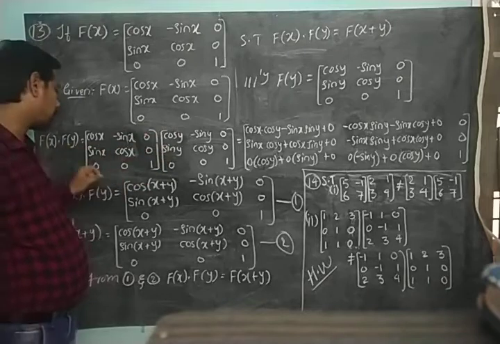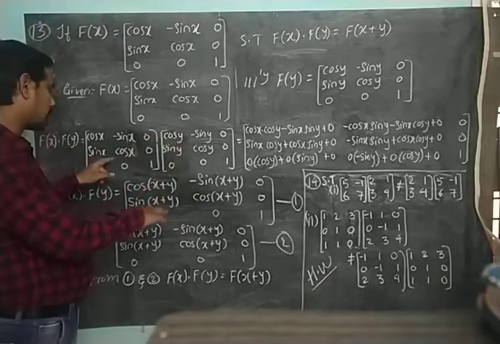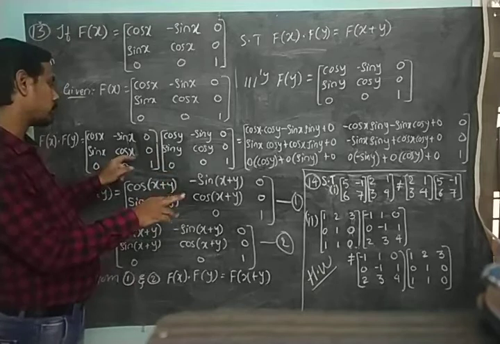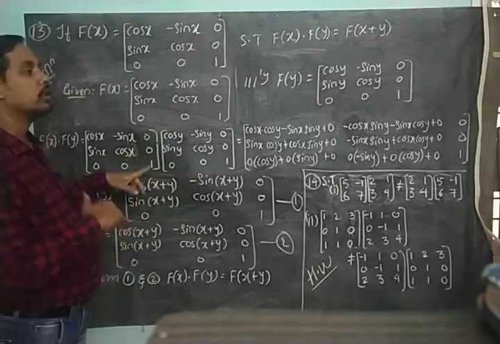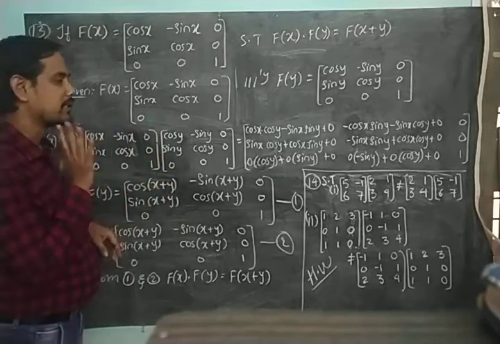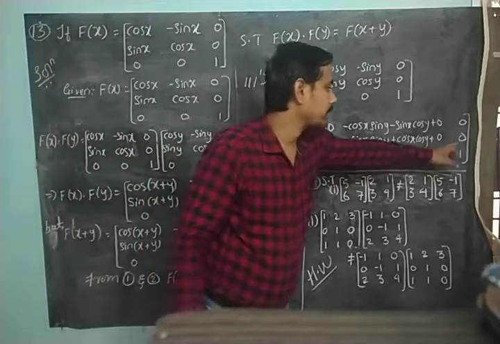Second row with third column. Sin x into 0, 0. Plus cos x into 0, 0. Plus 0 into 1, 0. 0 plus 0 plus 0 is 0. So you get 0 here.